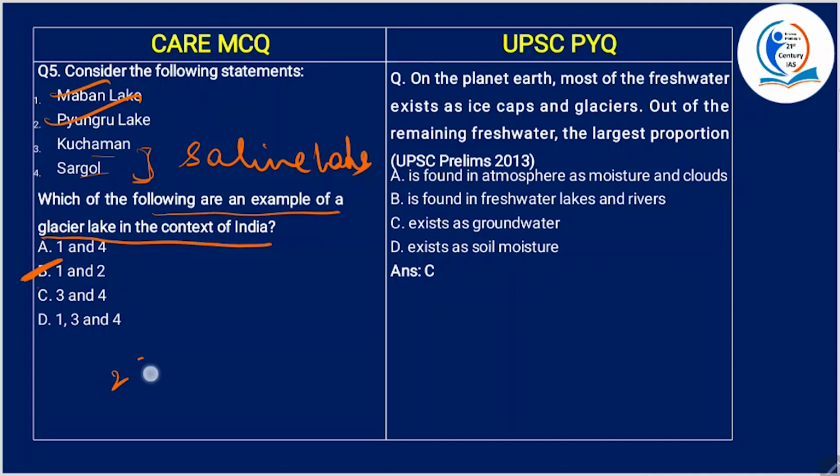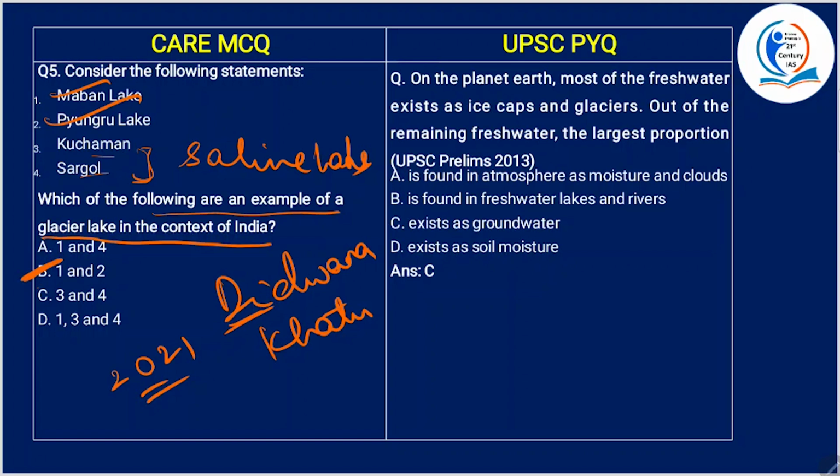In 2021 there was a question in prelims. It said with reference to India, Didwana, Kuchaman, Sargol and Khatu are the names of what? Glaciers, mangrove areas, Ramsar sites or saline lakes? It is saline lakes. So you should also remember, along with Kuchaman and Sargol, Didwana and Khatu. Didwana is in Rajasthan.